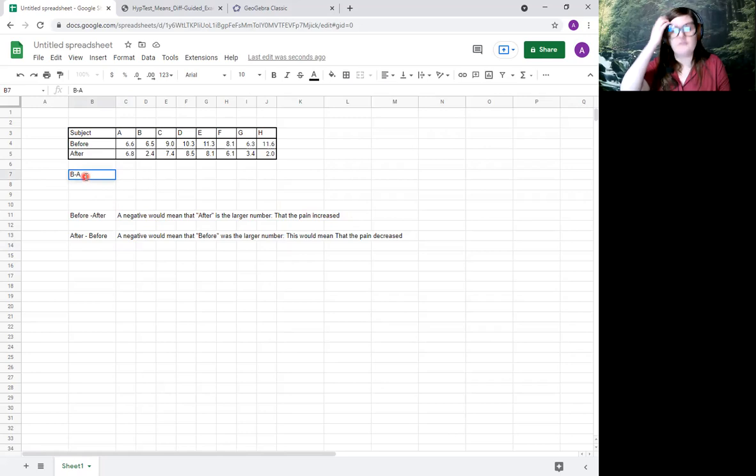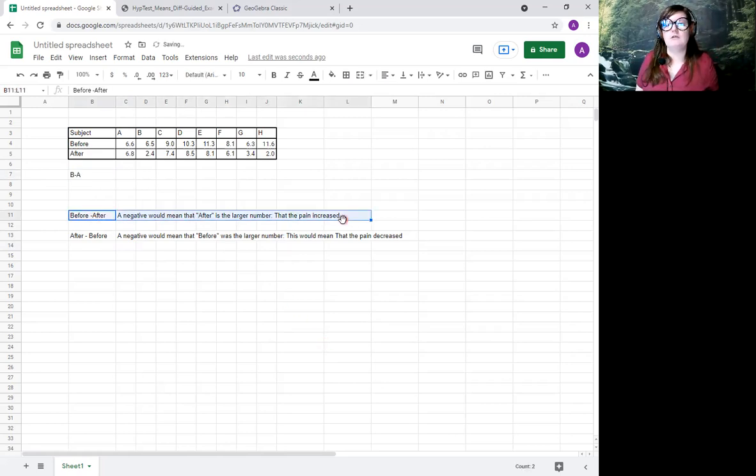before minus after. And the reason that I want to do this, that I should go through and do this before I actually do any subtraction, is that when I get my numbers, when I've done my subtraction, I want to look at it and say, well, what the heck does that mean, right?